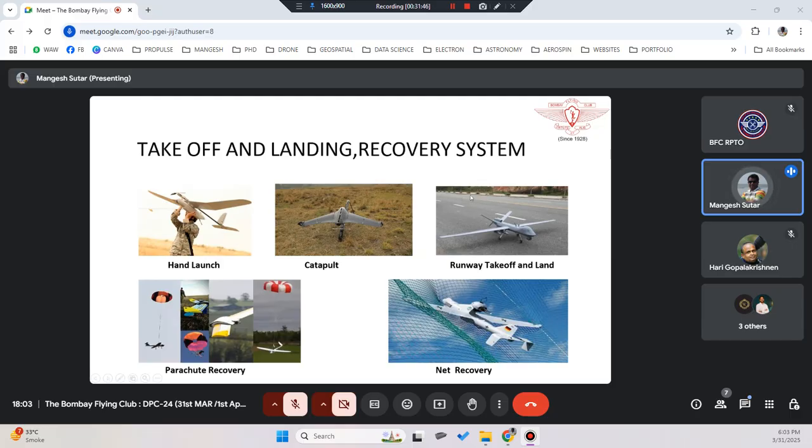Recovery: some drones, like the Predator drones, will land like a normal aircraft. But small fixed wings, some have a parachute, or some mechanism so that it can roll, or it could be a net recovery, or a zip line which will capture the aircraft when it comes into that particular area. This is how the recovery mechanism of the drone works.